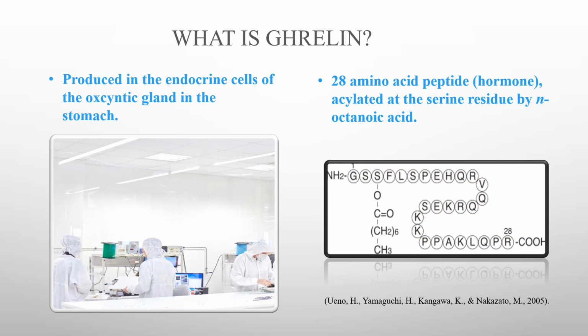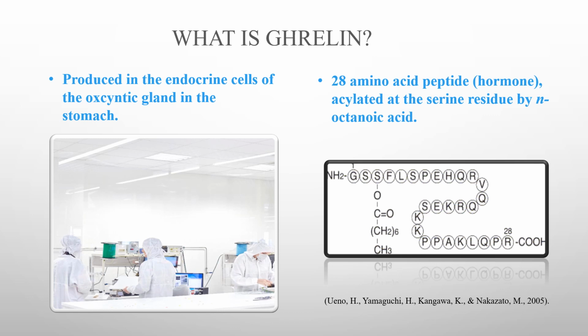The acylated form is acylated at its third residue, that is the serine residue, by octanoic acid, which is a fatty acid otherwise known as caprylic acid. The acylated form is considered the primary active form of ghrelin.